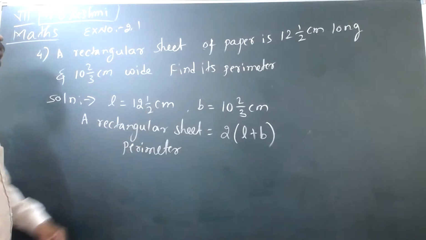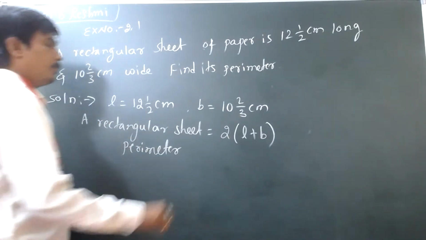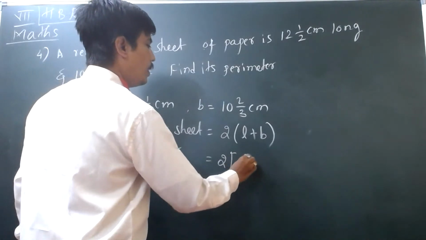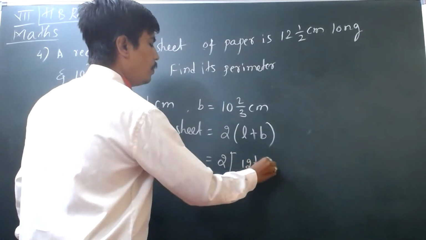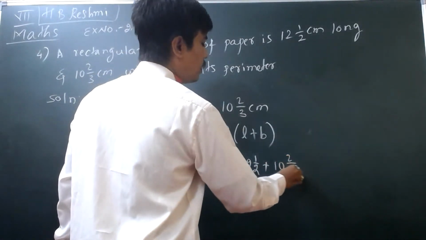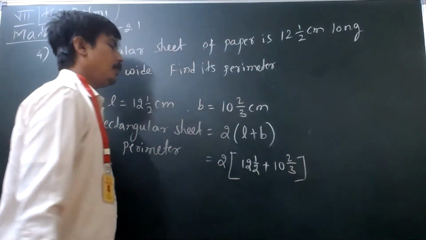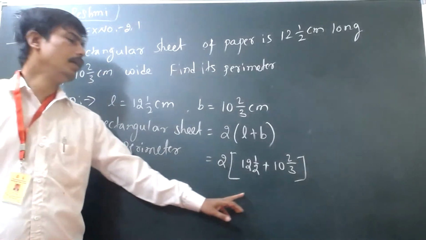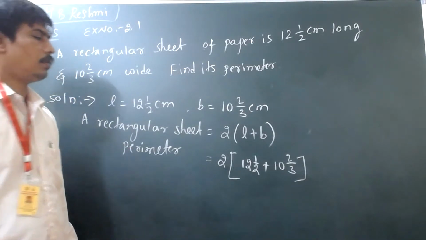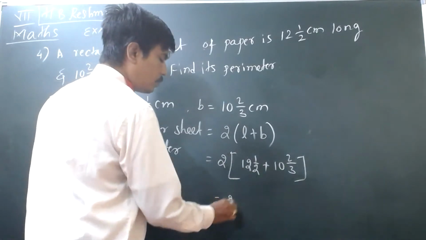We know the L value, we know the B value. 2 into (12 integer 1 by 2 plus 10 integer 2 by 3). Another interesting point is that again we are getting our fractions simplification step. They are in mixed fractions.